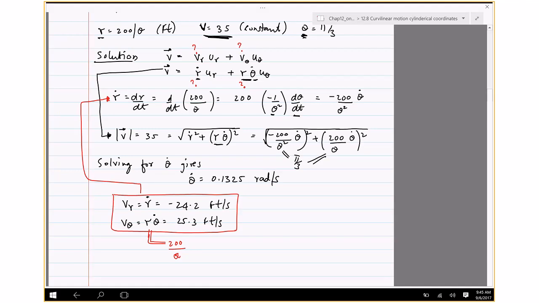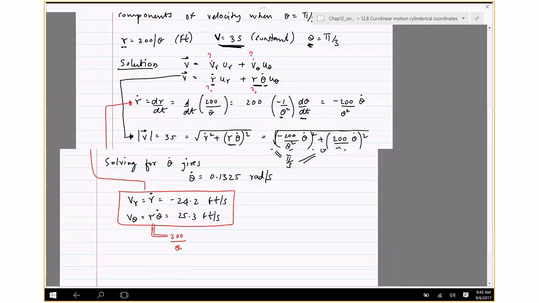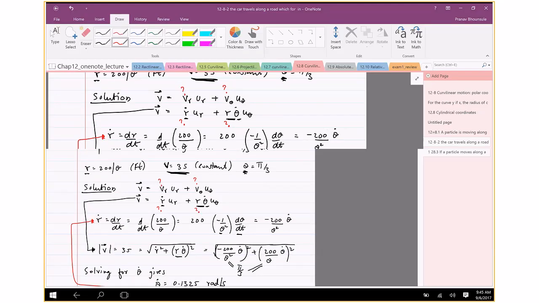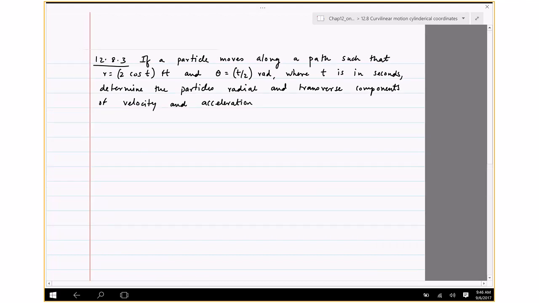Okay, so last question, and I'll let you go. A particle moves along a path such that r equals 2 times cosine t, in feet, and theta equals t divided by 2 radians, where t is in seconds. Determine the particle's radial and transverse components of velocity and acceleration.